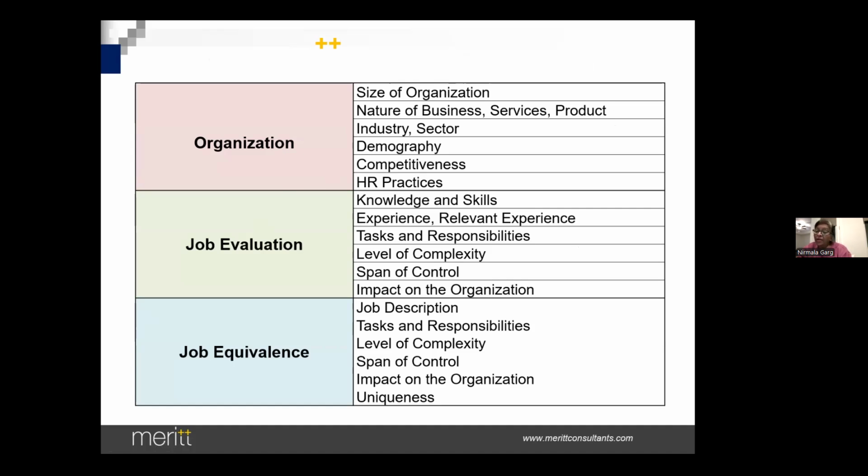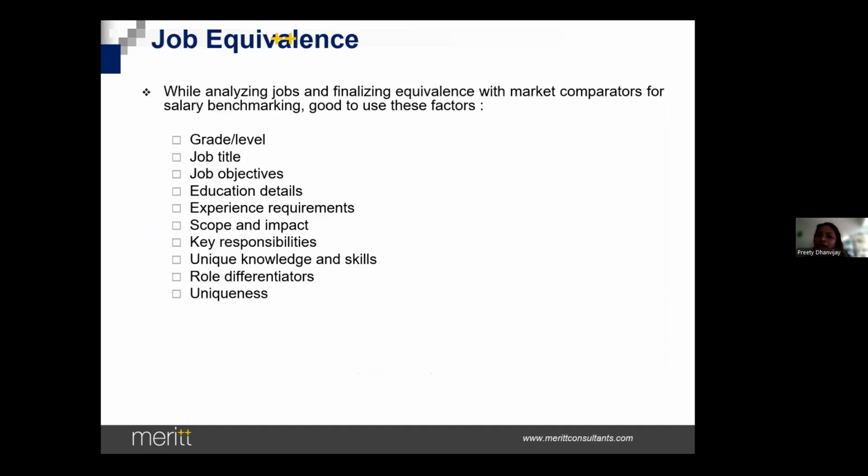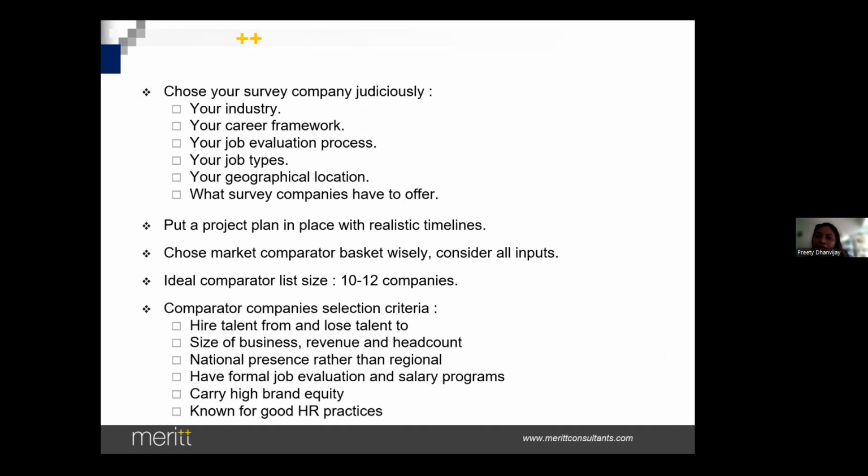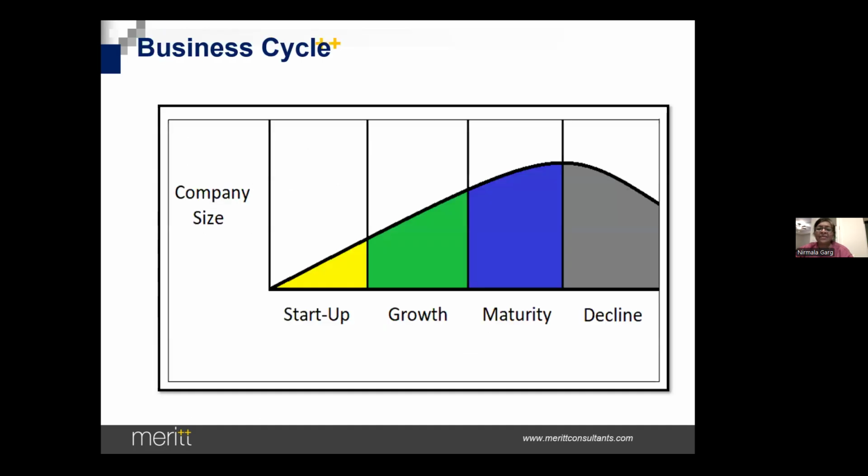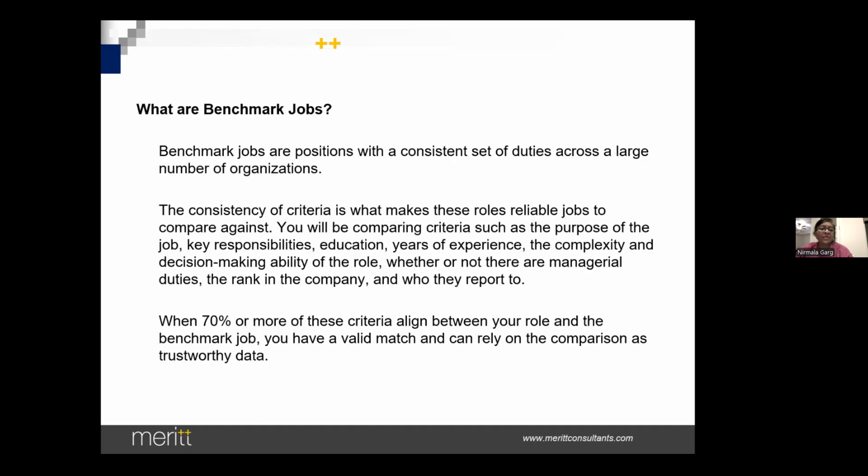Then I have to identify which jobs I really want to benchmark. When I say benchmark jobs, what do I mean by benchmarking jobs? Anybody? Yes, a very commonly used word, benchmarking practices. Equivalent jobs in the market, equivalent job roles with our competitors that lie within the competitor spectrum. Exactly.